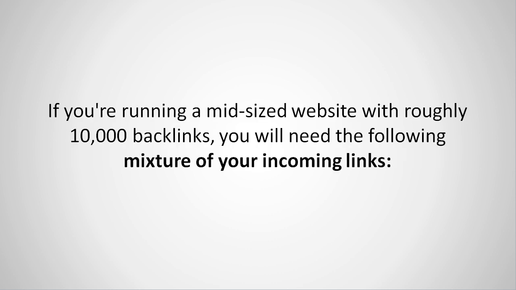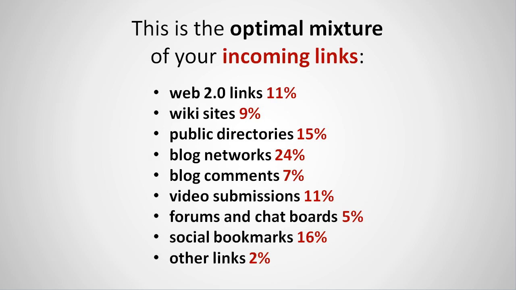If you're running a mid-sized website with roughly 10,000 backlinks pointing to it at this very moment, you're going to want to have the following mixture of your incoming links. 11% goes to the Web 2.0 links, 9% goes to links from wiki sites, and 15% goes to links from various public directories. Then, you should have 24% of your links coming in from blog networks, and 7 or more % of your links coming in from blog comments.